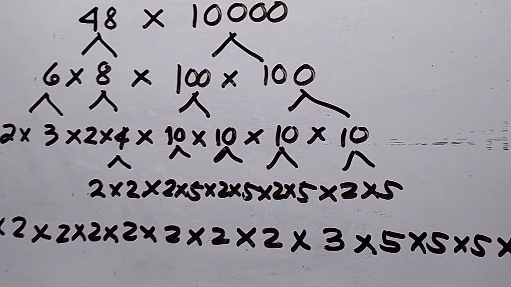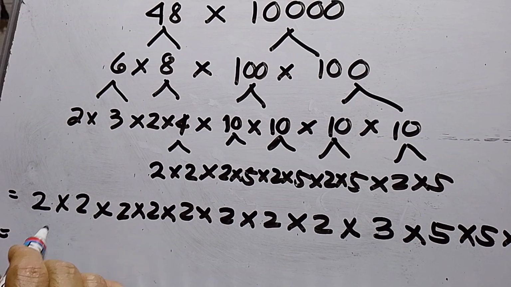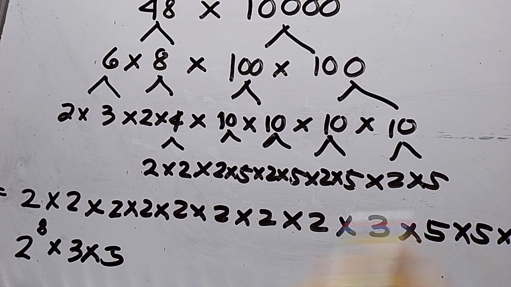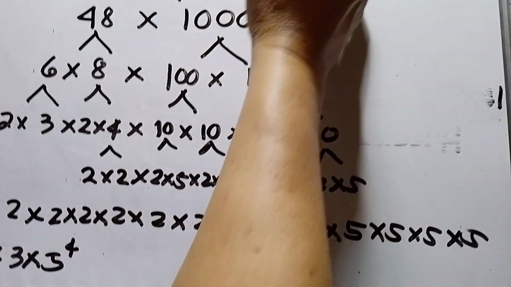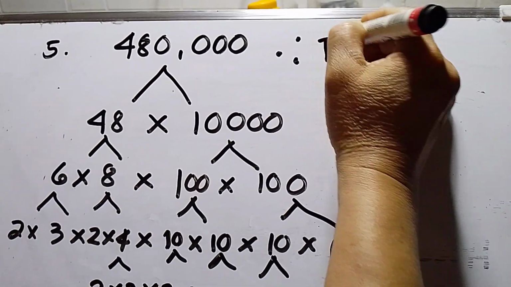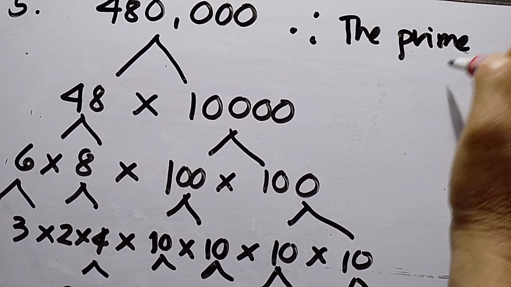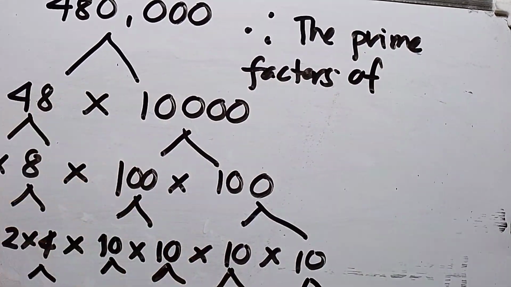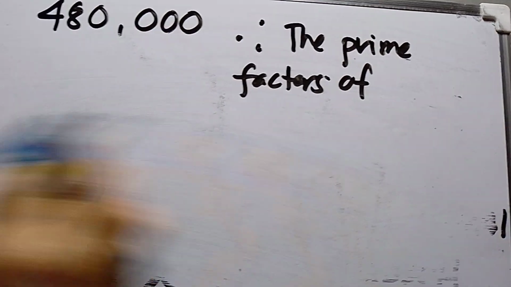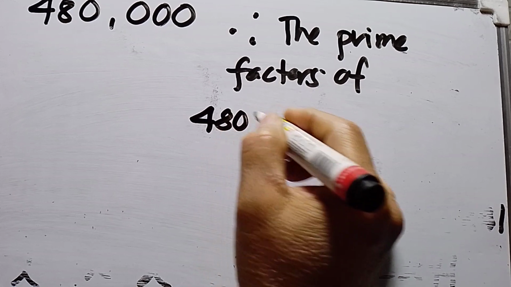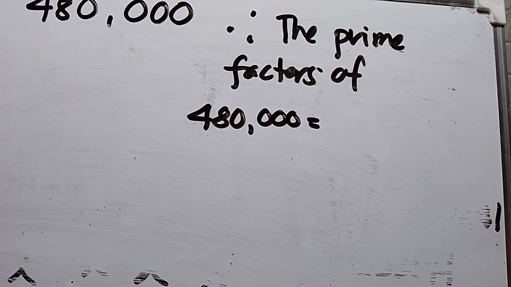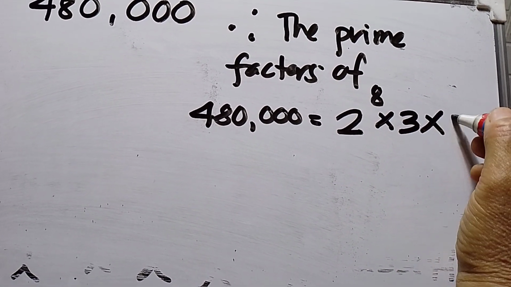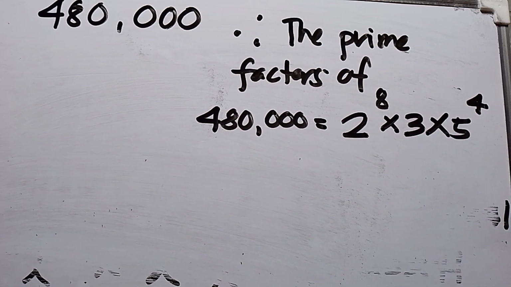So to make it shorter, this will be 2 raised to the power of 8 times 3 times 5 raised to the 4th power. So therefore, my conclusion is the prime factors of, can I erase in here? 480,000 are 2 raised to the 8th power times 3 times 5 raised to the 4th power. So that's all for today's topic.